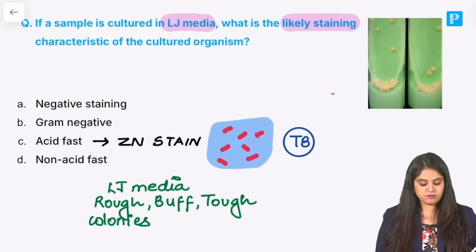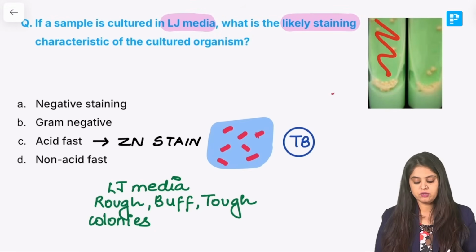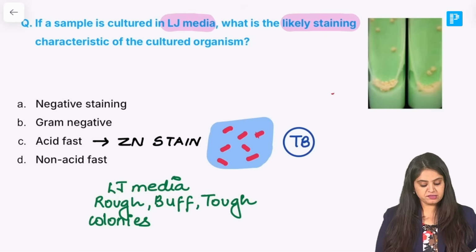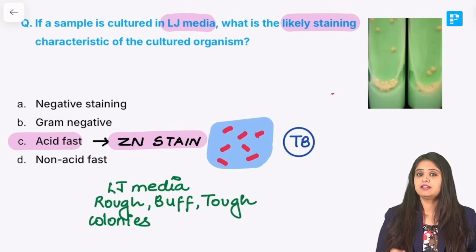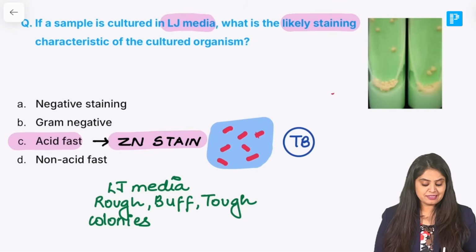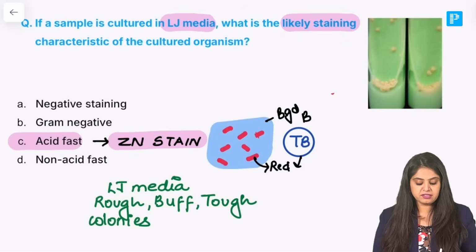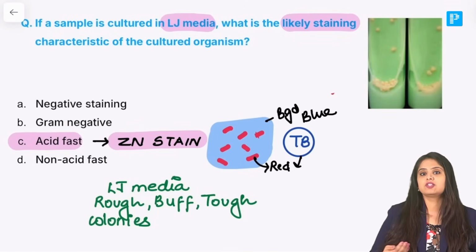You know the photo of LJ media that is asked. It is this greenish looking media. And when TB will grow, it will show the classical rough, buff, tough colonies. And if it's TB, what is the stain that you're going in for? You're going for the acid fast or the ZN stain. Again, we've studied this so many times that ZN stain is going to show you a red color TB organism, and the background is going to be blue in color. That's the classical of ZN stain, which could be an additional question.